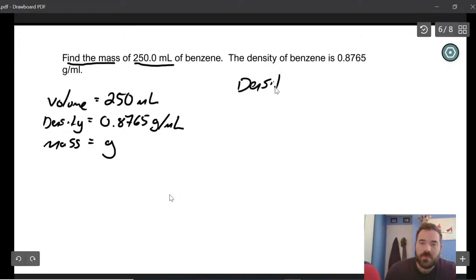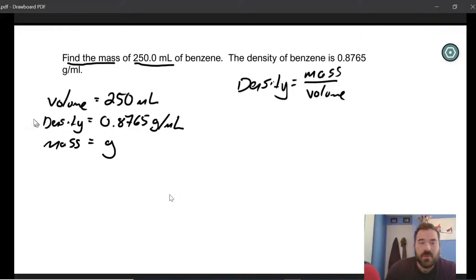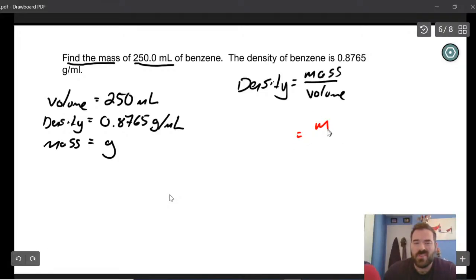So for chemistry purposes, density is equal to the mass, or the amount of something, over the volume, how much space it takes up. Now I'm going to fill in the information I know. I do know the volume. So I'm going to fill in volume here. I don't know the mass, I'll just call that M. M over volume, which is 250 milliliters, and I do know the density is 0.8765 grams per milliliter.